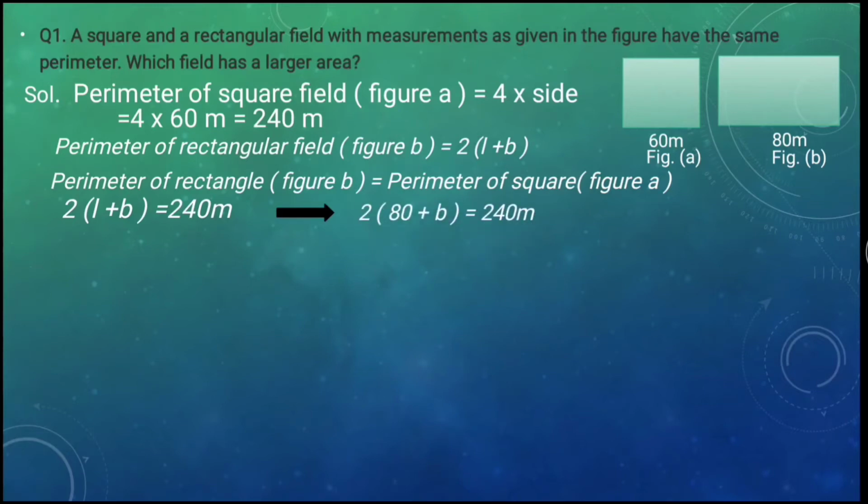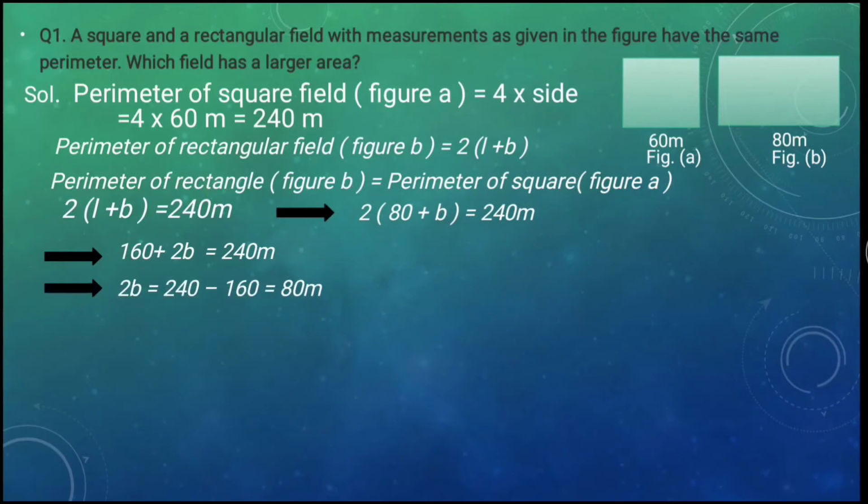See, here we know the length, so in place of length L we have written 80. Rest of the things are the same. Understood? Now in the next step we will solve this bracket first. So we get 160 plus 2b, 2 into 80 is 160, plus 2 into b, that is 2b, is equal to 240. Now we will transpose this 160 to RHS. On solving it we have got 80, and then 2b is equal to 80 meter, so b is equal to 80 divided by 2, which is 40 meter.